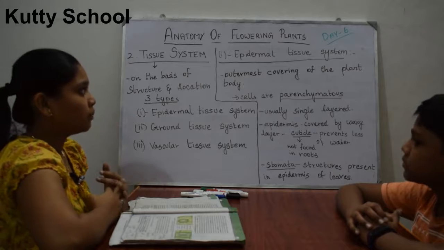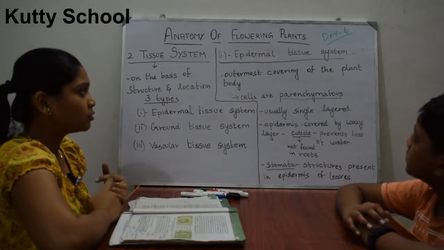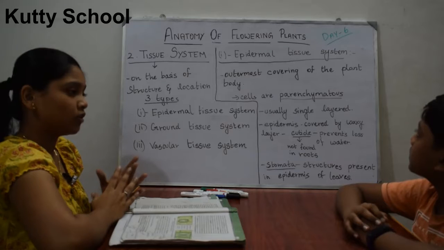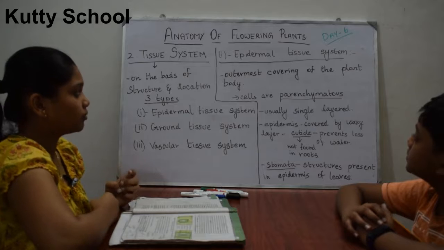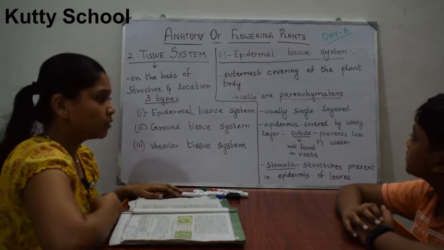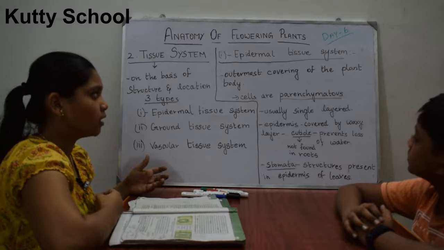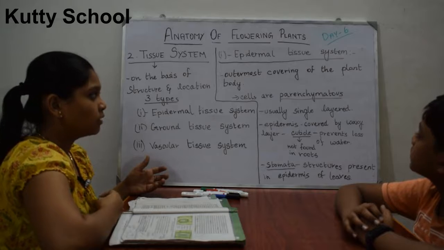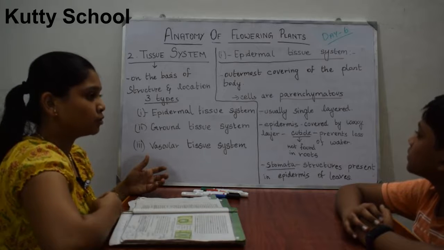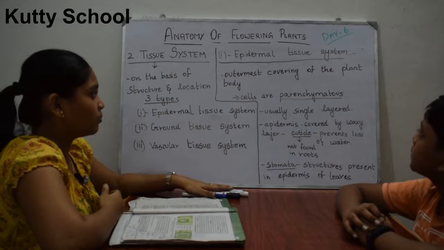First we will see about the epidermal tissue system. This epidermal tissue system is the outermost covering of the plant. The outermost covering of the plant is known as epidermis. The cells constituting this outermost covering are known as the epidermal tissue system, and we are going to study what cells are covering the outermost plant body.